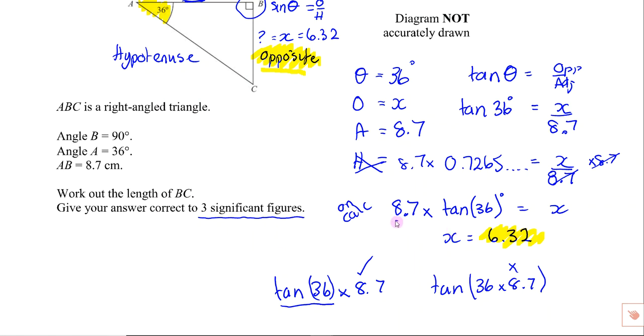The reason I put the 8.7 first is just so that that doesn't ever become an issue. So I always do the number, then times the tan, because you can see that 0.725 is tan of 36. They're the same thing. I can't change that. It's just a number. Yeah, Maisha?